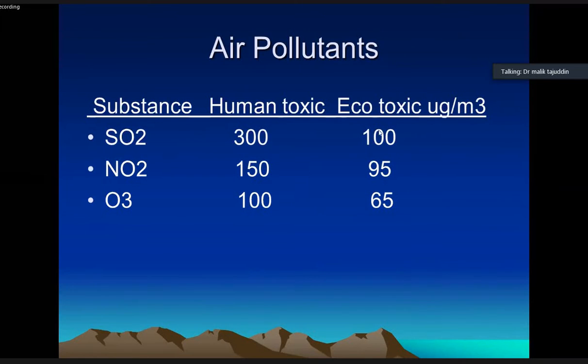Then there are the human toxic and ecotoxic levels. The ecotoxic levels are usually lower than the human toxic levels, and if they are noticed here and the ecotoxicity is contained, then the human toxicity can be controlled well before it occurs.